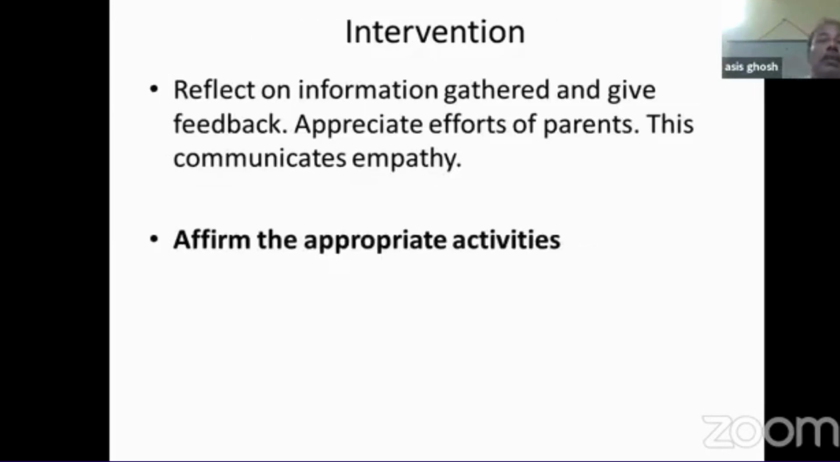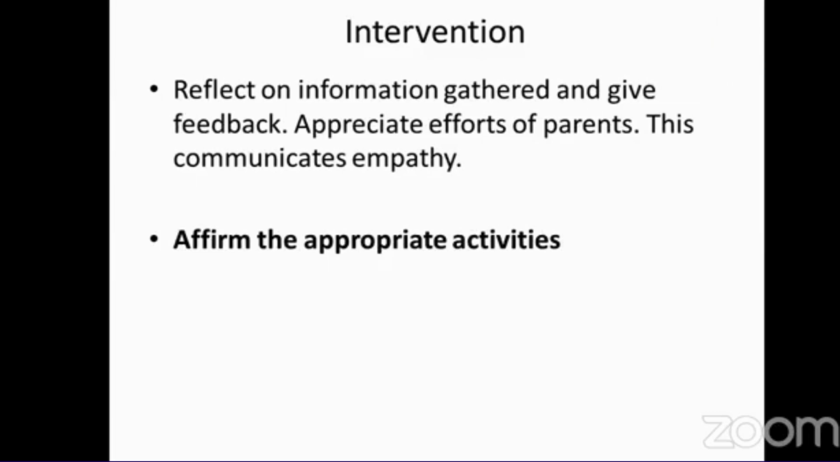So reflect on the information gathered and give feedback. Appreciate the efforts of parents, and this communicates empathy because parents come to you for help. Now if you start shouting at them that you are not doing the therapy I have shown, and that's why your child is not improving, this is not the beginning of your intervention. So do not be so directive or condescending to the parents, and you affirm the appropriate activities.